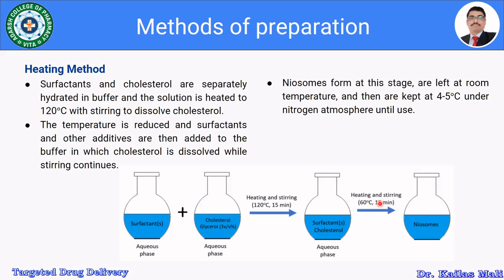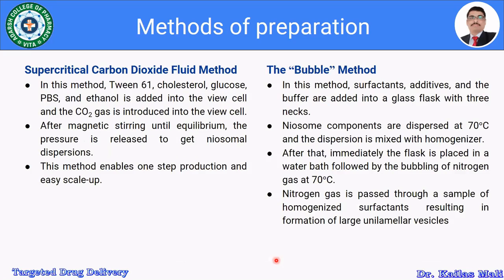The niosomes formed at this stage are left at room temperature and then are kept at 4 to 5 degrees Celsius under nitrogen atmosphere until use. This is about the heating method. So here we are using heating to prepare the niosomes.